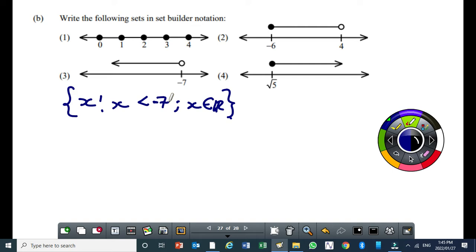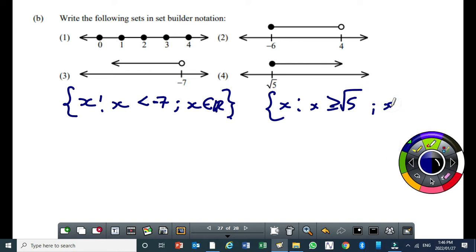Then the next one, the arrow points to the right, which means the values of x are greater than the square root of 5. Therefore, the solution for this will be x is such that x is greater than or equal to the square root of 5, right? I'm putting greater than or equal to because the back of the arrow is shaded, such that x, now here x is also a real number, right? So those are your two answers. So if you did the work, just mark your work there to confirm it. Right, so this is straightforward.